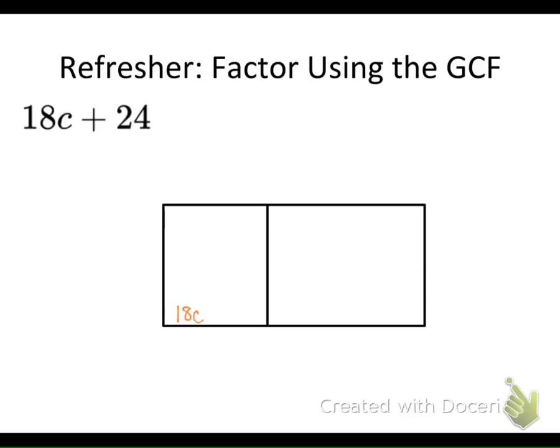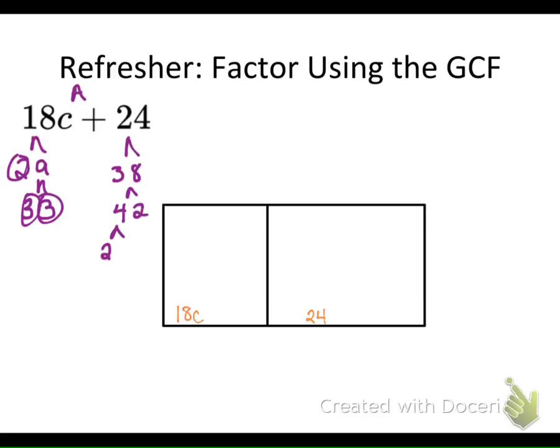All right, so I have 18C and I have a positive 24 over here for my area. To find my height, what am I going to do? Factor tree. Very good. So two numbers that multiply to get 18 are 2 and 9. 2 is prime, so we're going to circle it. 3 and 3 multiply to get 9, right? All right, now let's do 24. Two numbers that multiply to get 24: 3 and 8. I heard that one twice. We have 4, 2, and then 2 and 2.